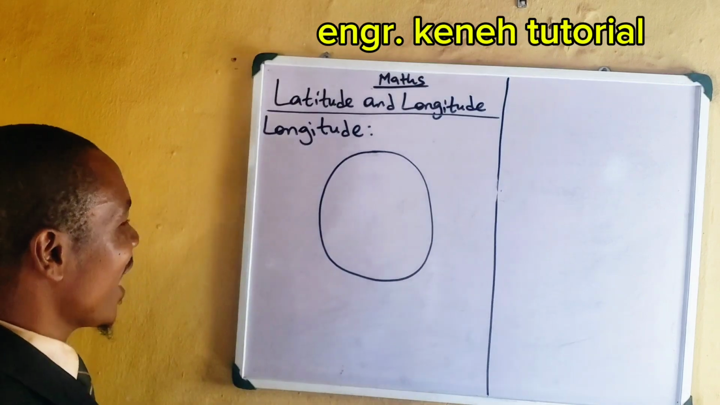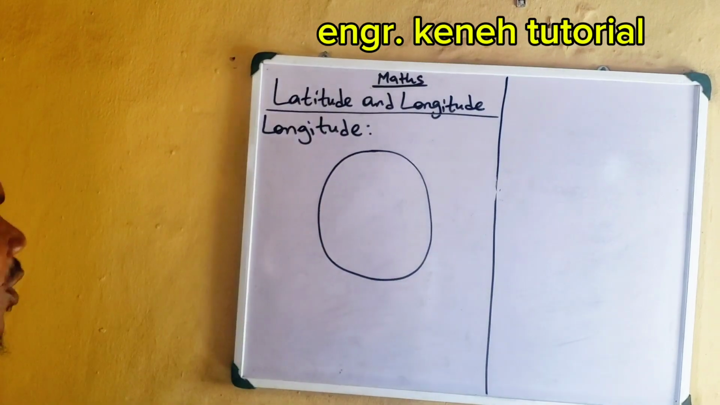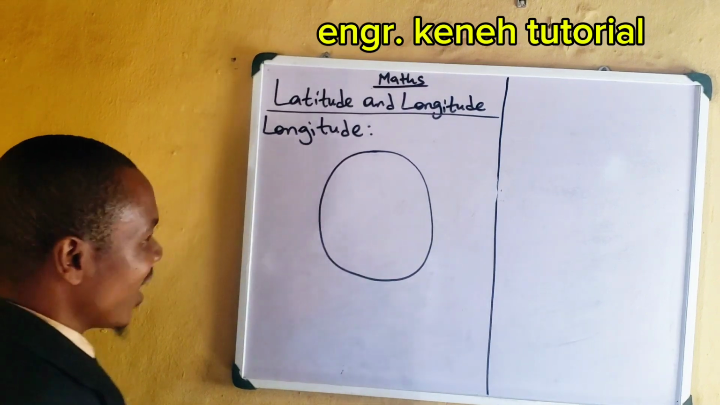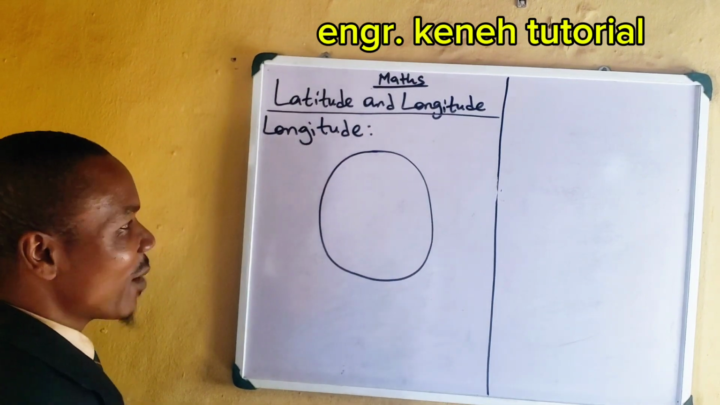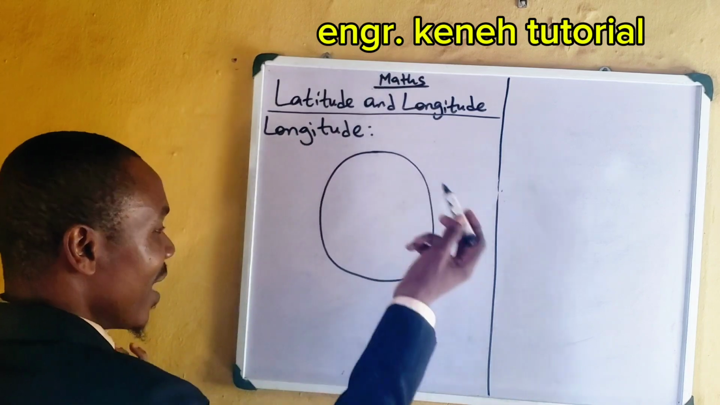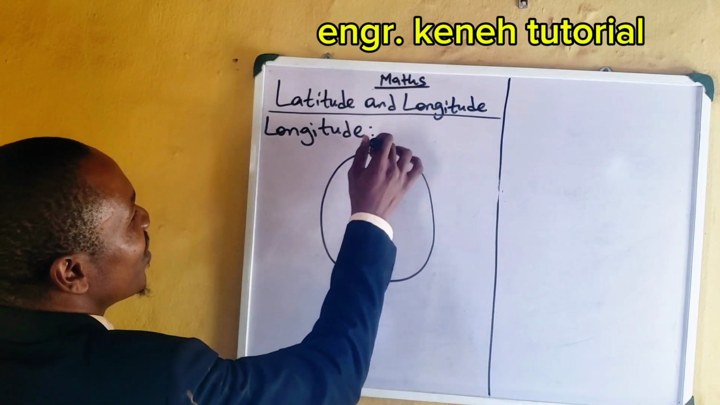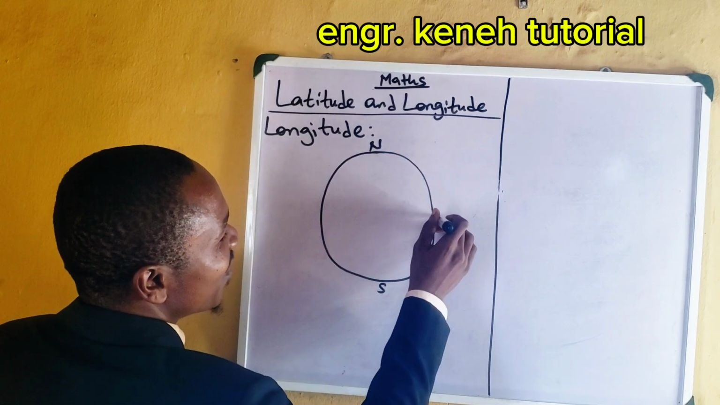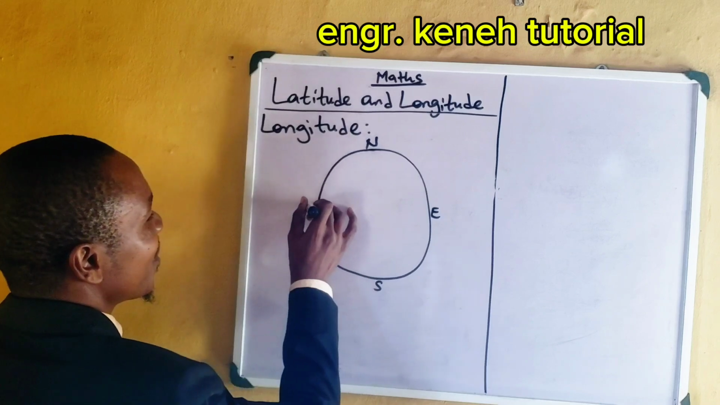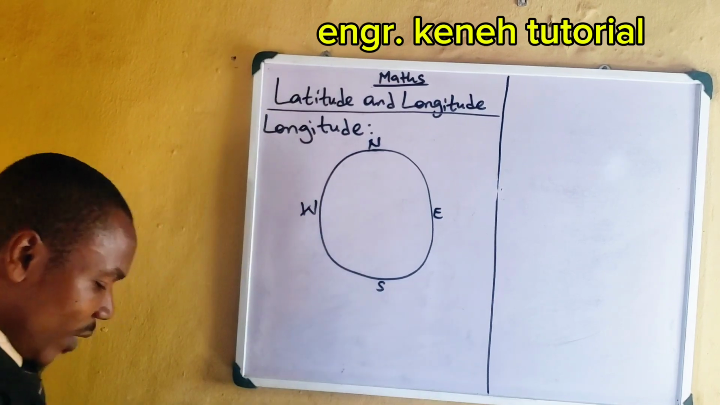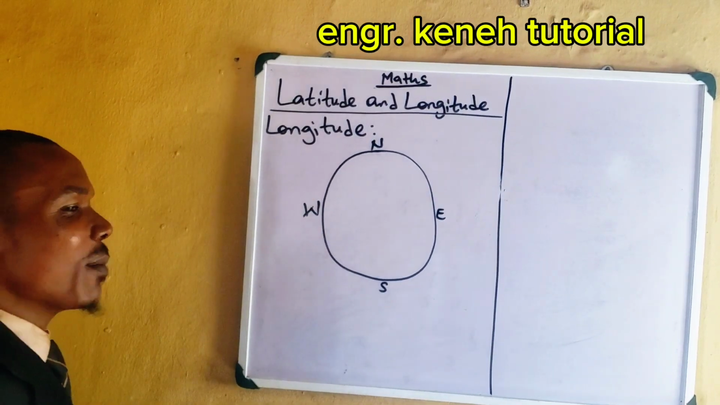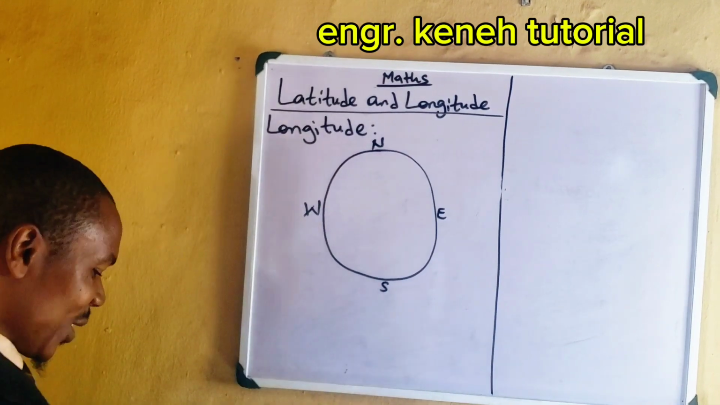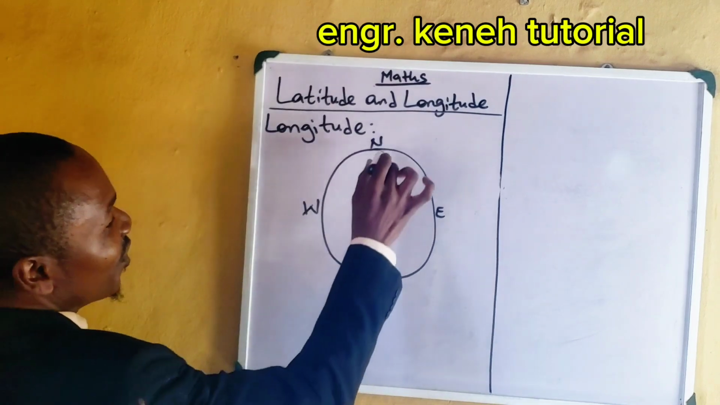All right, so when you have earth like this, and we are talking about longitude, this longitude is the what? Imaginary line that can be drawn from. Remember, when you have something like this, we have this place to be north. Is it clear? And we have this place to be south. Here we have east, and we have west, like this. The four cardinal points. So the vertical imaginary lines that can run from north to south, that is what we refer to as longitude.